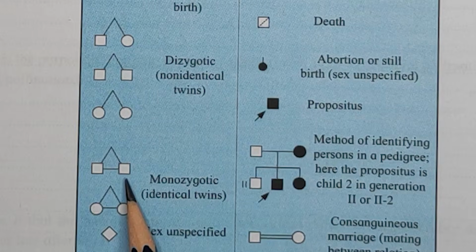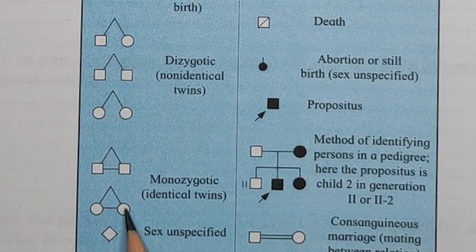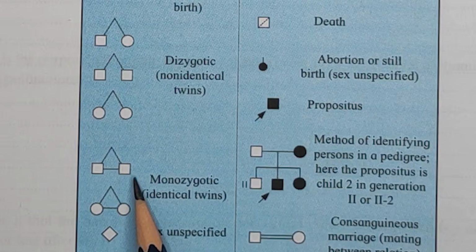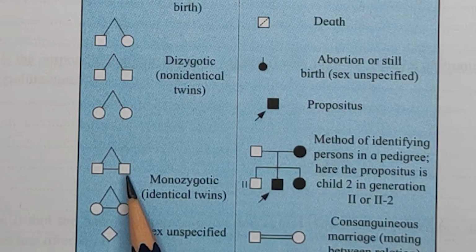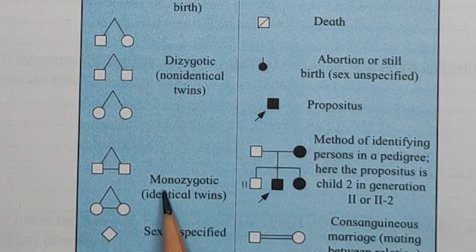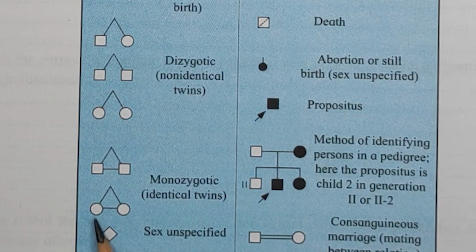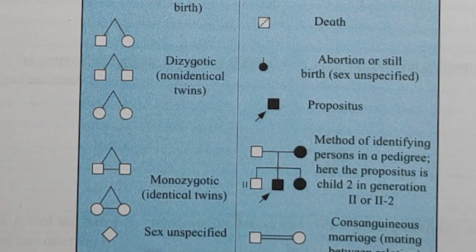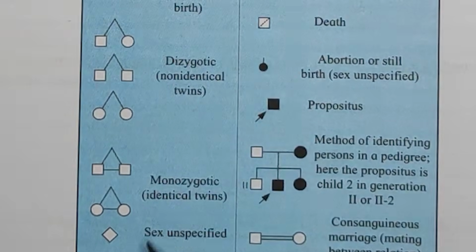Here, when there is one line in between, this indicates that they are identical twins. Here also they are identical twins. They look exactly the same, we can say they are the exact replica of one another because they are produced from a single zygote. That is called monozygotic. Here both the sons look exactly alike. Here both the daughters look exactly alike. This sign indicates that sex is unspecified. Okay, so these are the symbols.